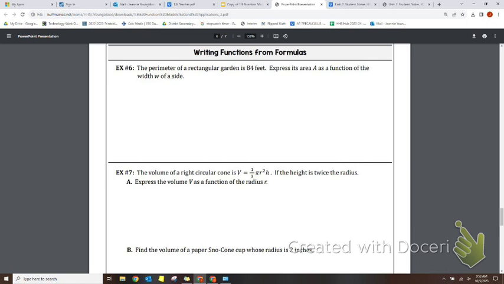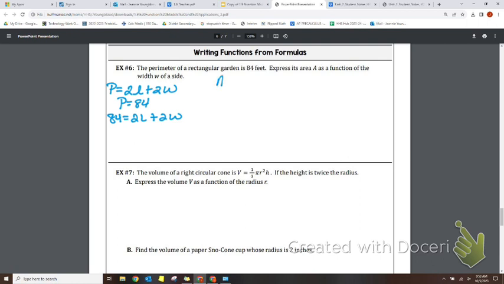So we know the perimeter is 84 feet. Remember, for perimeter of a rectangle, perimeter is equal to 2L plus 2W. And if we know the perimeter is 84, we can put that together. And so we know 84 is equal to 2L plus 2W. Now, it wants us to express the area as a function of the width W of the side.